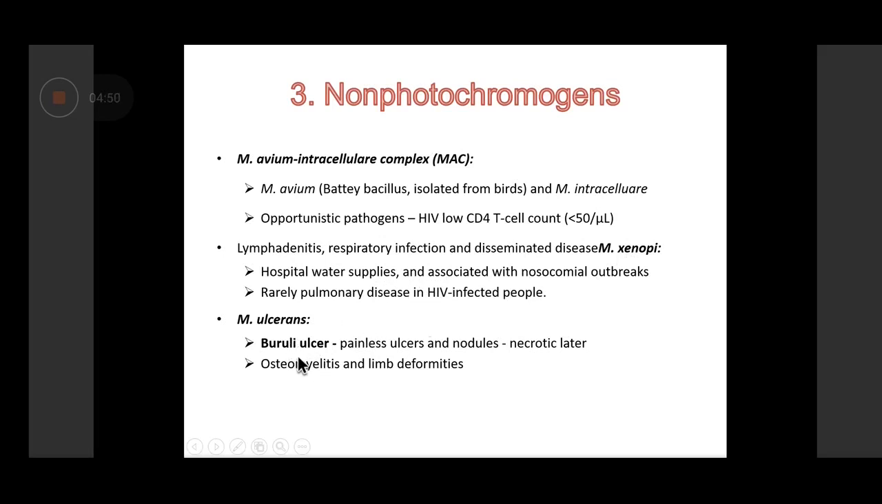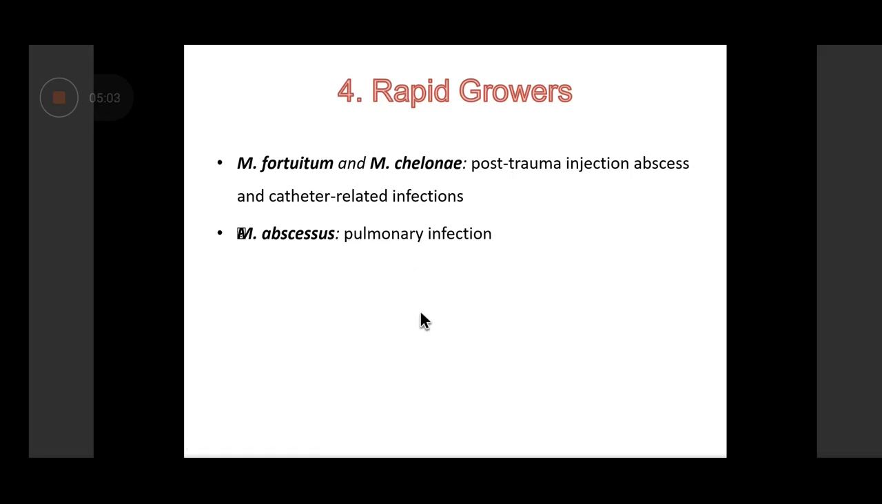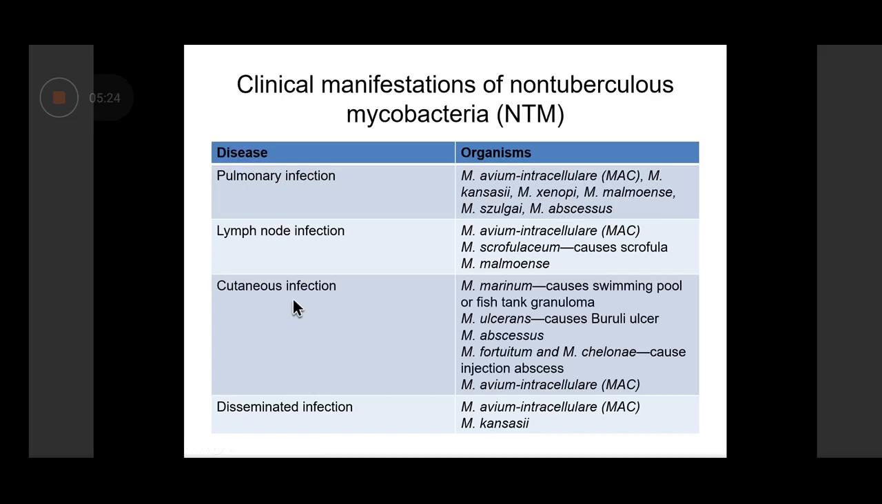Then M. ulcerans causes Buruli ulcers, which are painless ulcers and nodules, which later become necrotic. This may also lead to osteomyelitis and limb deformities. Then the rapid growers, M. fortuitum and M. chelonae, cause post-trauma infection, injection abscess, and catheter-related infections. Then M. abscessus causes pulmonary infections. So we can classify them according to the clinical manifestation.